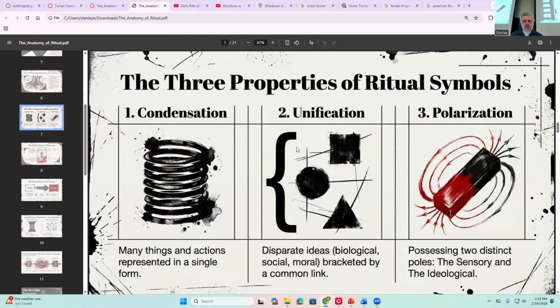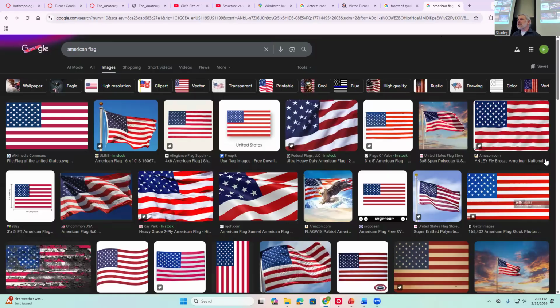He says that there are three properties of symbolic behavior, of symbols and rituals. Number one, they condense things. They take a whole bunch of stuff and mash it down into one symbol. You can see this in the American flag example, right? What does the American flag mean? Well, it's just a piece of cloth, but it means so much, right? It means freedom. It means democracy. It means capitalism. It means this geographic area that we live on. It means mom and apple pie. All these different things get mashed together into this one symbol.